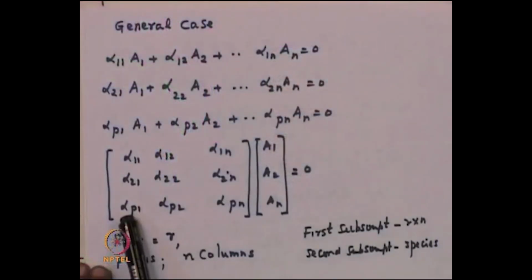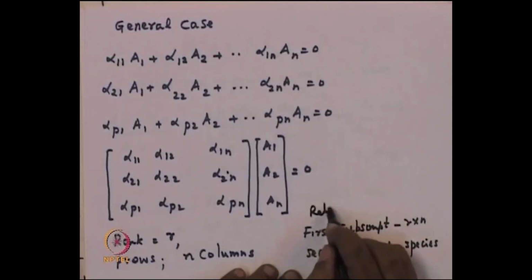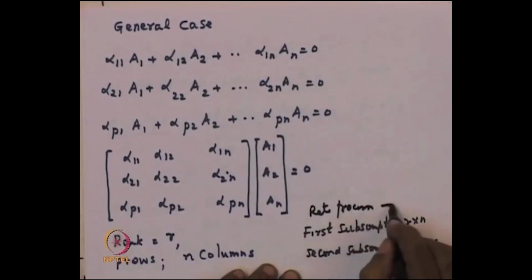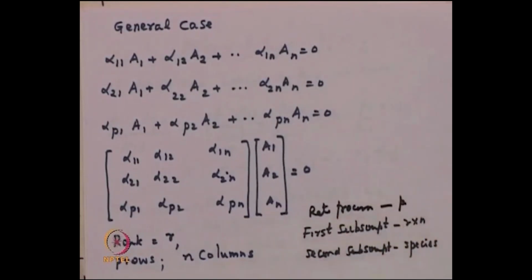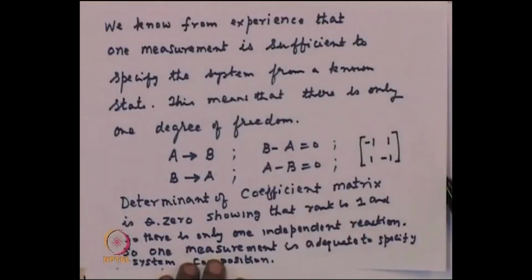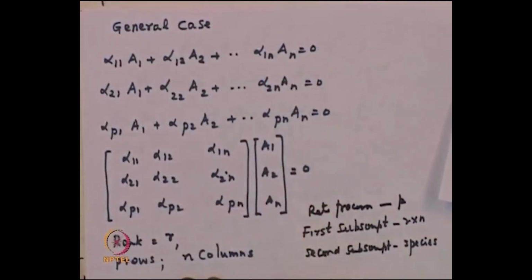See, in this very important question, the number of rate processes is p. There are p rate processes. If you recall, I mentioned this a little earlier. How many rate processes are here? There are 2 rate processes. There is only one independent reaction. Similarly, in a network you can have p rate processes, but the rank can be R, and R is less than p.